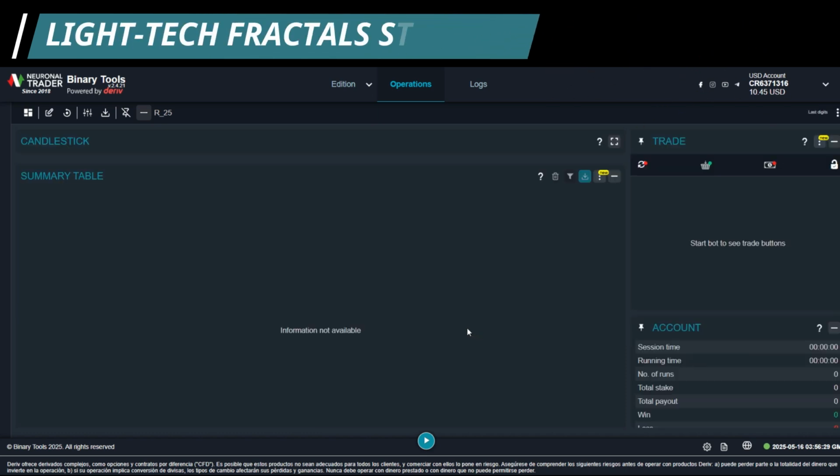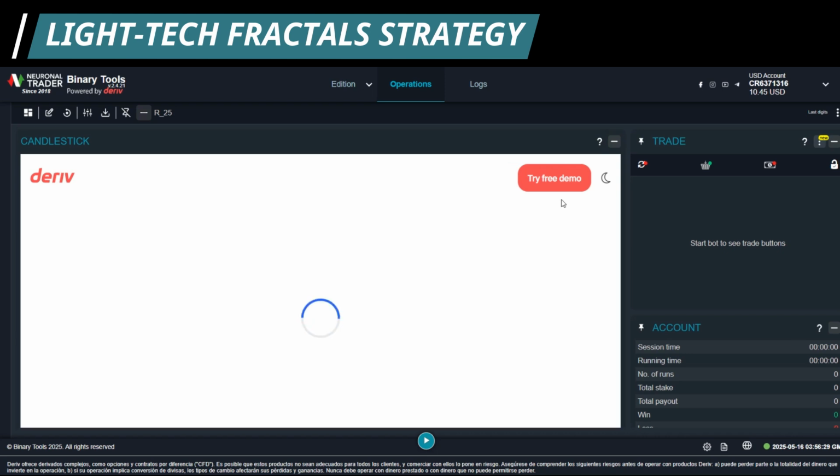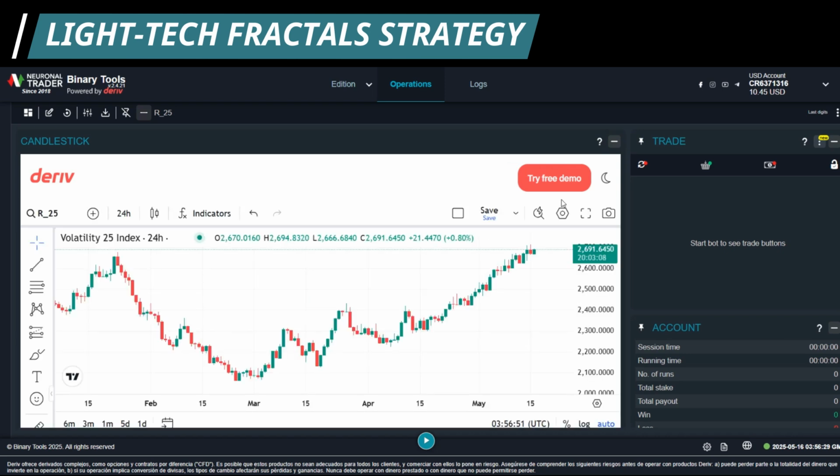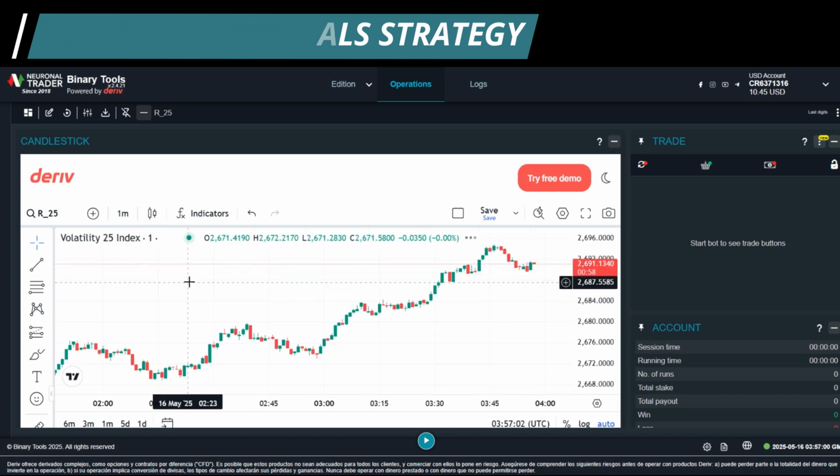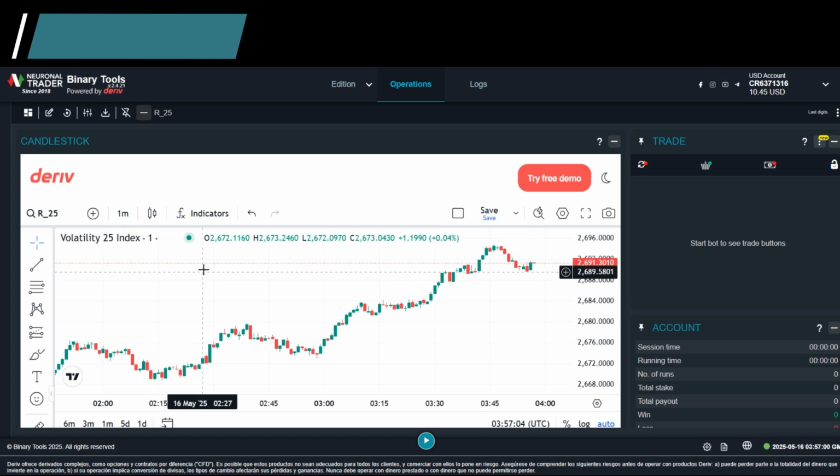So after having this preset, you can see we have candlesticks here. Now what you need to do is click here to maximize the candlesticks, and we can check how the market is behaving, and we can choose the volatility to trade for today. For now, I'm in volatility 25. Oh, I need to change it to 1 minute. That's really important.